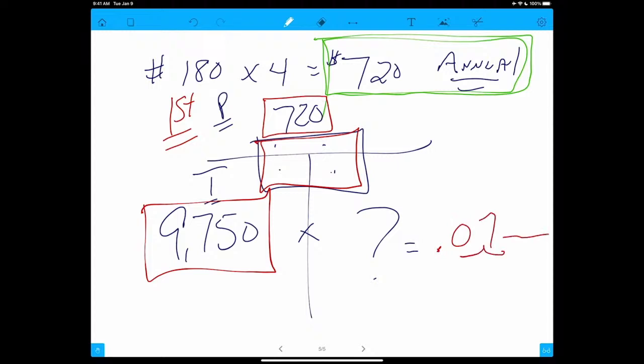And if you move that decimal place over 2 places, we get 7% interest. So that's how you work that problem. Don't forget, straight mortgage, interest only. No principal being paid. Number 2, don't forget you always have to convert everything to annual.